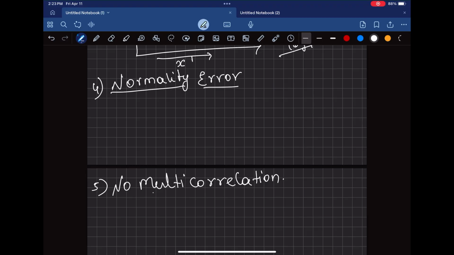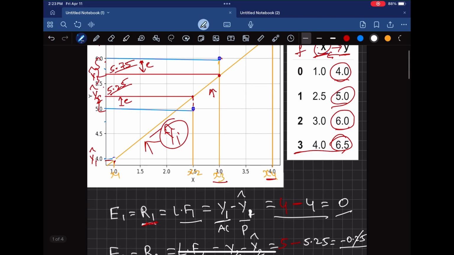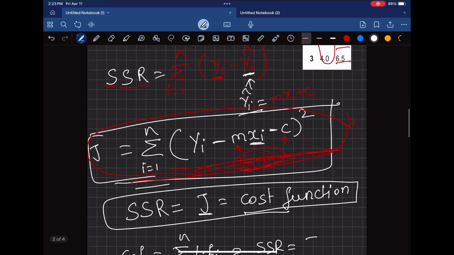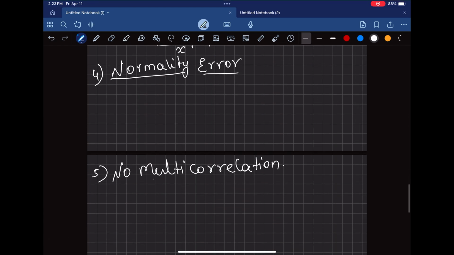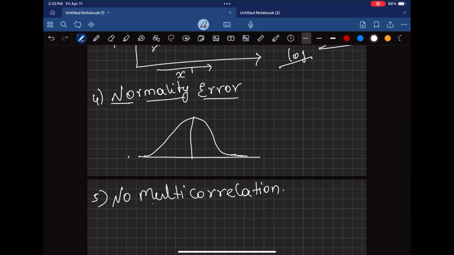Let's talk about the fourth one, which is normality of error. We had understood what error is: the difference between the actual value and the predicted value for each x value. If you draw the graph, the error values should be equally distributed.